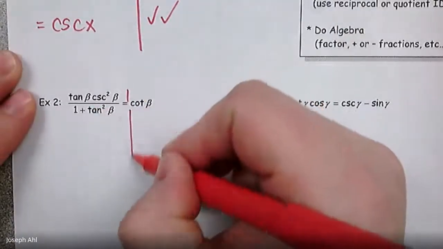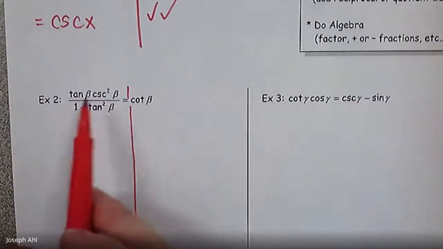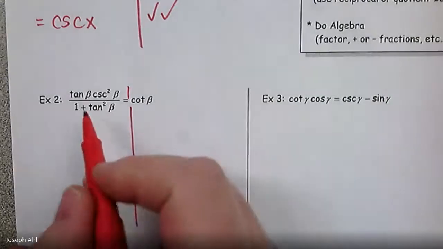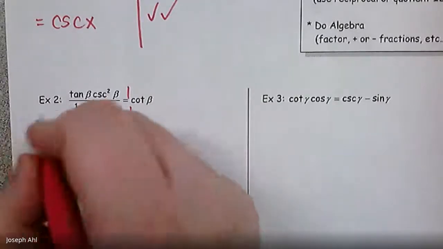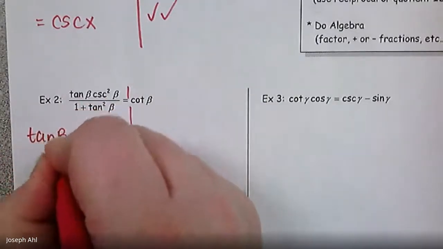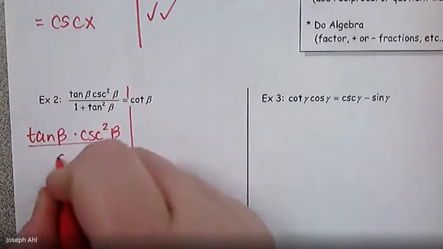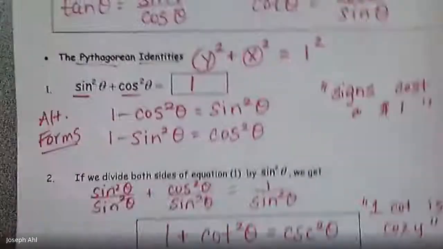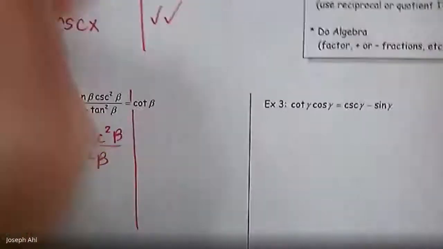But one quick way to start something like example 2 is let's make a substitution right away in the denominator. 1 plus tan squared is secant squared. So therefore, this is equal to secant squared down in the bottom. Let's do that first. Tan beta times cosecant squared. I'm going to change the denominator into secant squared. That is a legal move. Check it out. 1 plus tan squared is secant squared. So we just made that substitution right there.